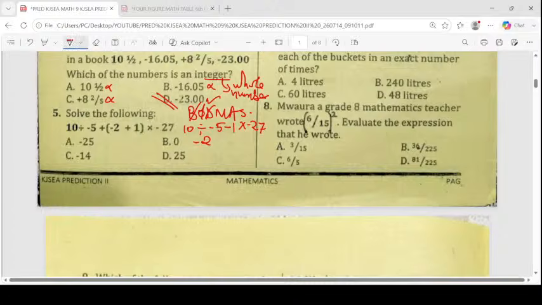We are now going to have this as negative 2 minus 1 times negative 27. Then you go to multiplication. This will become negative 2. Negative 1 times negative 27, this will be positive 27. So this will be negative 2 plus 27. Now when you have negative 2 plus 27, you're going to get your final answer as positive 25, making choice D for dog the correct answer for that particular question.